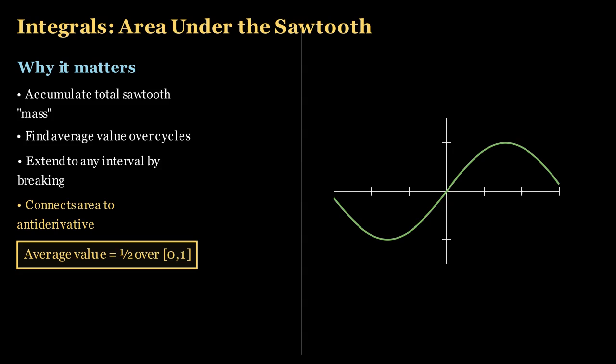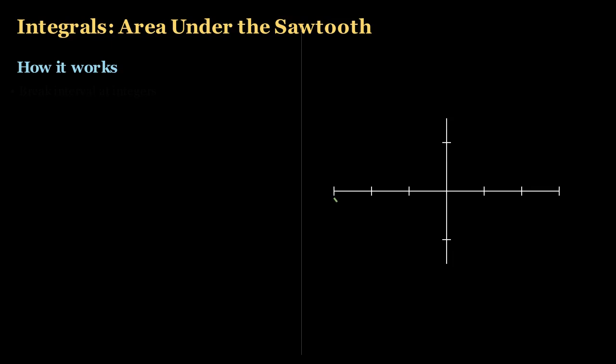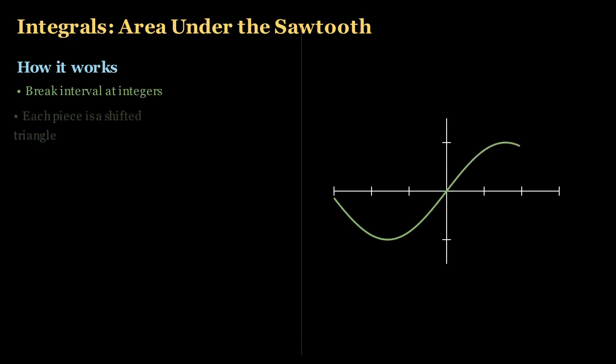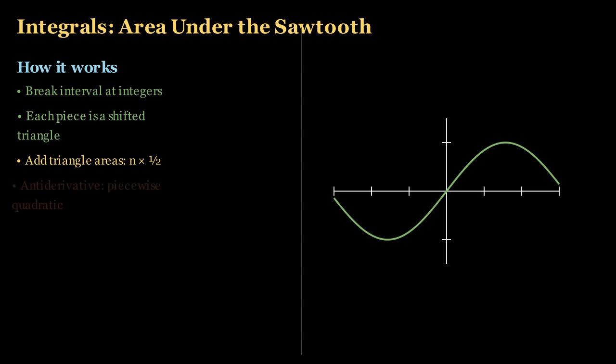Here's how we actually compute it. The fractional part function repeats every integer, so to integrate from 0 to some number like 3.7, we snap the interval at the integers: 0 to 1, 1 to 2, 2 to 3, and 3 to 3.7. Each full period is a right triangle of area 1/2. The leftover piece from 3 to 3.7 is a smaller right triangle, base 0.7, height 0.7, area half of 0.7 squared. We just add up all the full triangles plus the partial one.